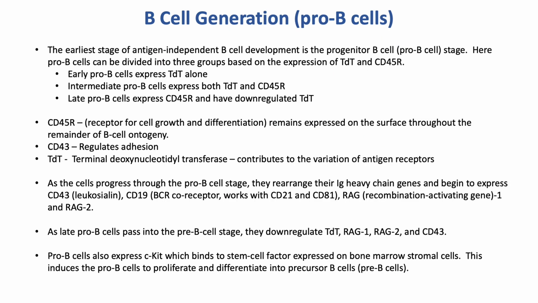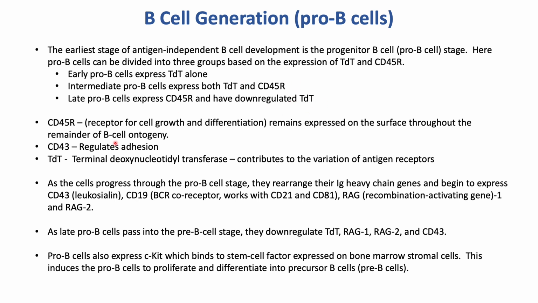Firstly, there's the generation of pro-B cells. The earliest stage of antigen-independent B cell development is the progenitor B cell, abbreviated as the pro-B cell stage. Pro-B cells can be divided into three groups based on their expression of TdT and CD45R. The early pro-B cells express only TdT, and the intermediate pro-B cells express both TdT and CD45R. The late pro-B cells express CD45R and have low expression, or downregulation, of TdT.